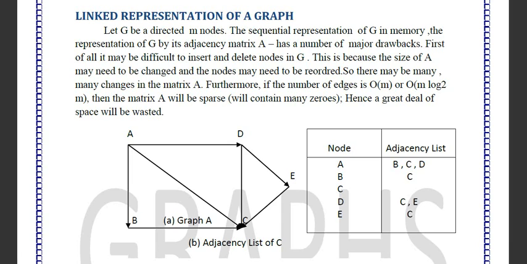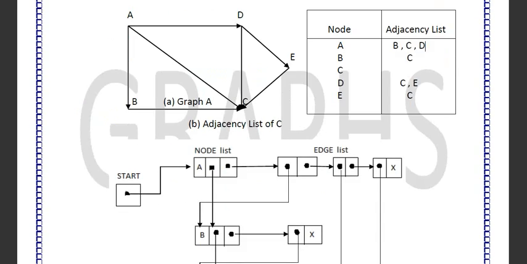B is connected with only C, that is here, and C is not connected with anyone, so it's null. D is connected with C and E, and E is lastly connected with C. That is why the table is okay. That is how the adjacency list works in the graph section.